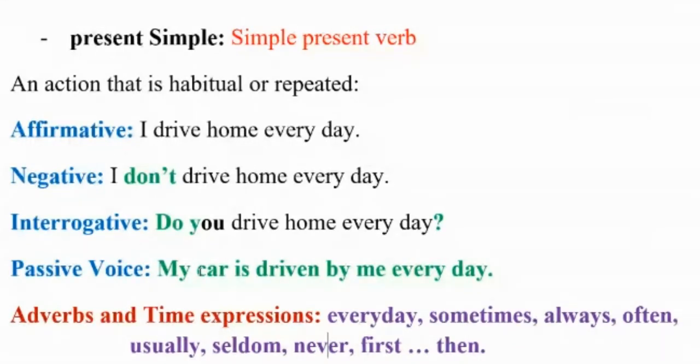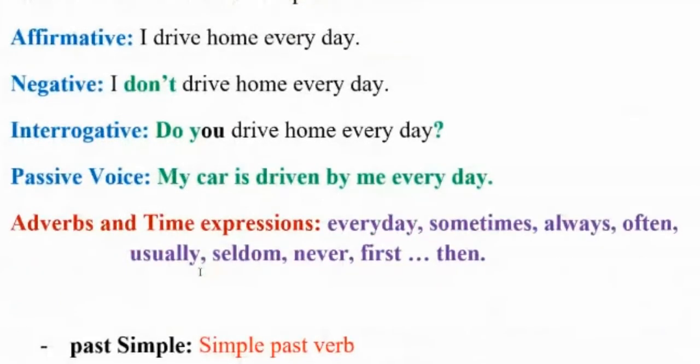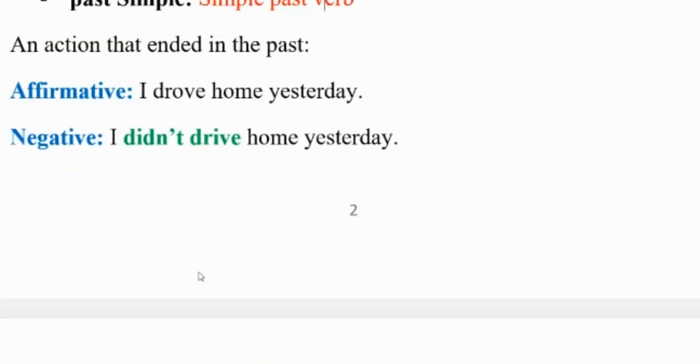So my car is driven. The past participle of the verb drive is driven. It's an irregular verb. I hope this is clear. So we move to, if you don't have a question, if you have a question, we can stay. In the present, in the past, we use did.